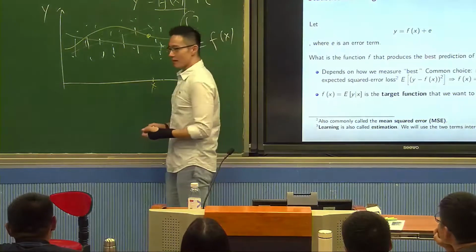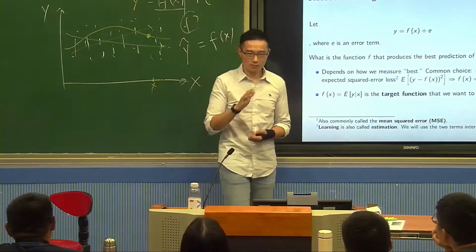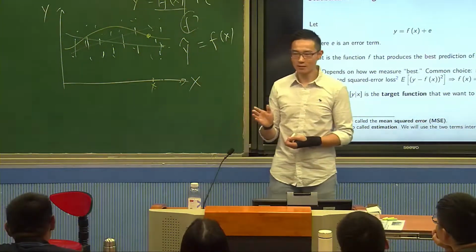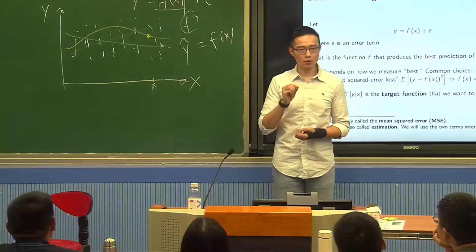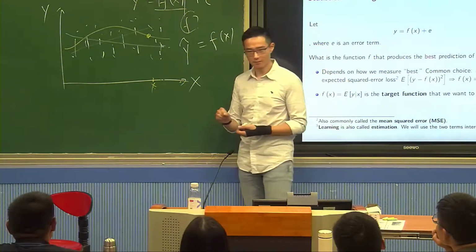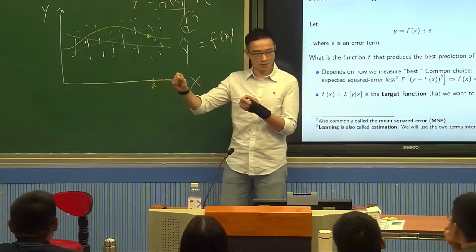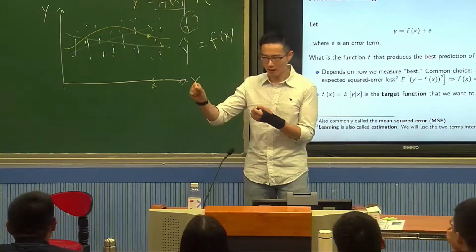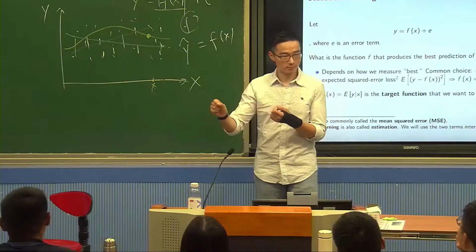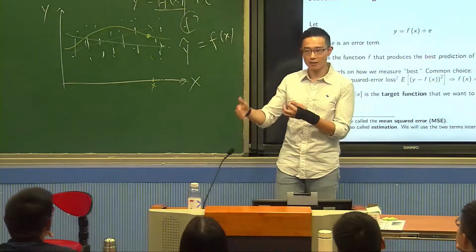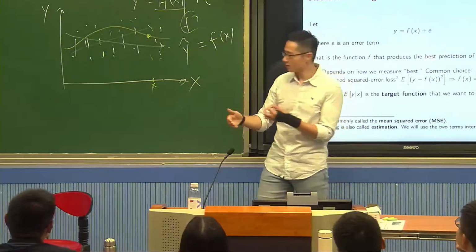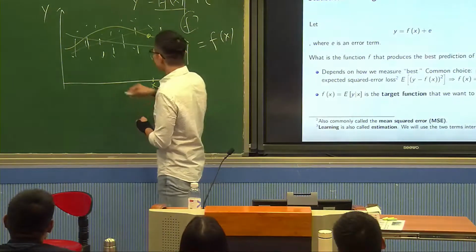Now, it turns out that for this question, there's no correct answer. Why? Because the answer depends on what you mean by best. That's the key, okay? So when I say which f best predicts y, I have to first define what I mean by best, because there are different definitions of the so-called best. So let me just ask you.